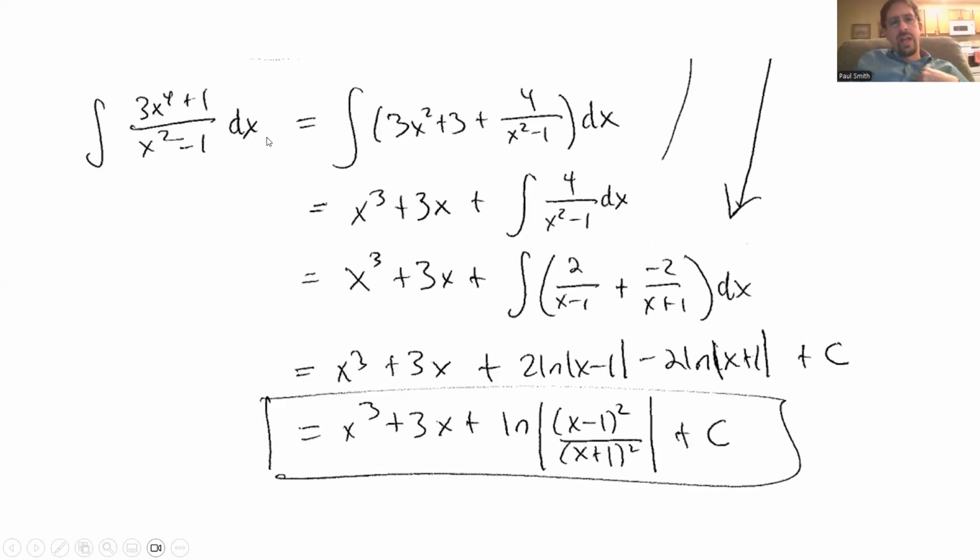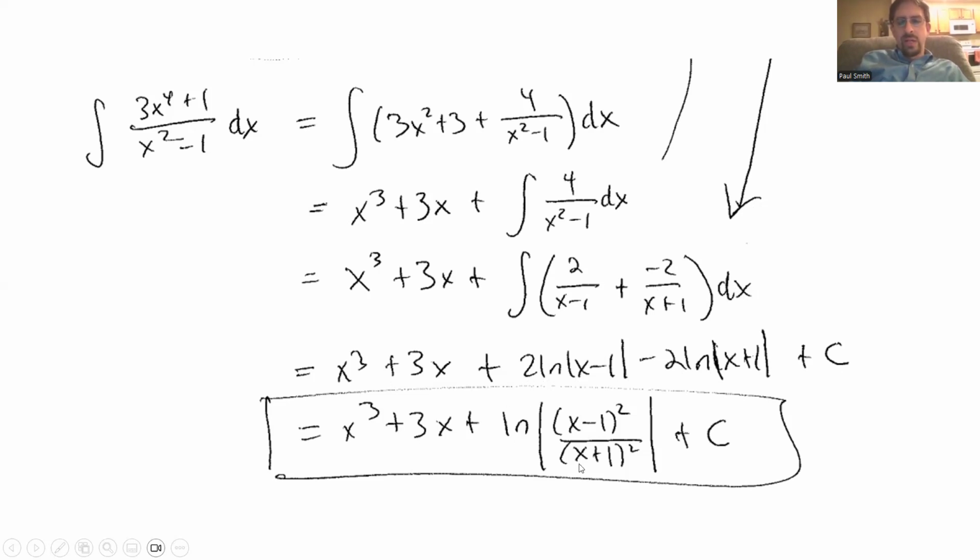So let's put it all together. What we're now integrating, instead of 3x to the fourth plus 1 over x squared minus 1, we have rewritten that as 3x squared plus 3 plus 4 over x squared minus 1. When I integrate the 3x squared plus 3, that becomes an x cubed plus 3x. Plus the integral of 2 over x minus 1 minus 2 over x plus 1 dx. The first part integrates to 2 natural log of absolute value of x minus 1. Second part to minus 2 natural log of absolute value of x plus 1 plus c. So altogether, we get this statement right here.